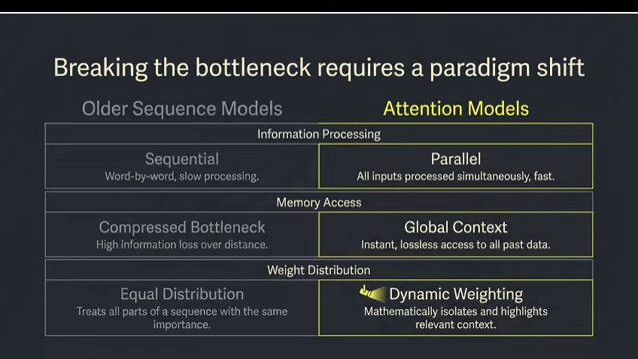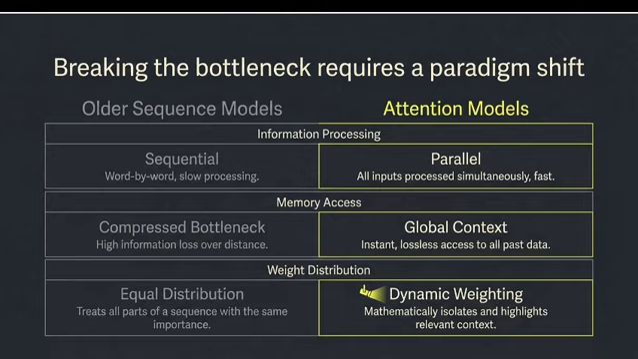Compressed bottleneck, high information loss over distance. When there is a lot of information which needs to be processed, it causes a lot of bottlenecks. But when it comes to attention mechanisms, there is a global context. Even when there is a large corpus of data which needs to be processed, as there is a global context, which is the understanding of the total sequence, there will be no loss of past data.